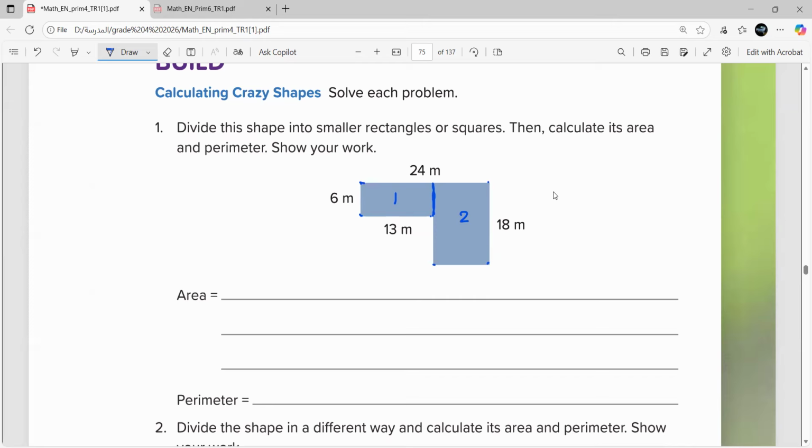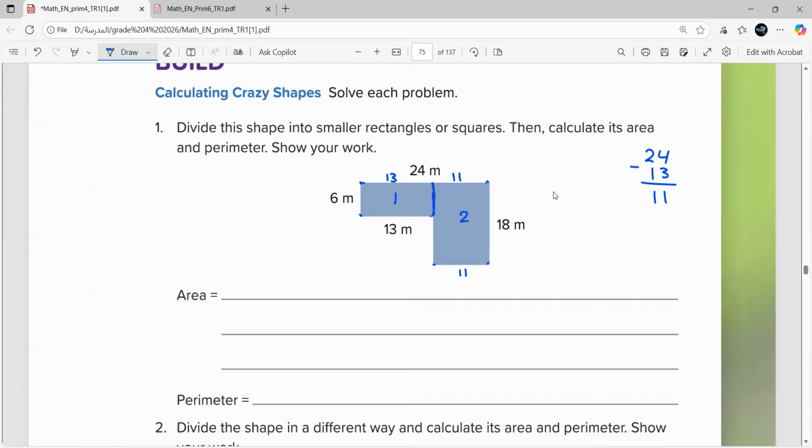This is 24 from here to here. What about this part only? It will be 24 minus 13. 24 minus 13 equals what? Equals 11. So this is 11, and this is also 11. So we have length times width: 18 and 11.